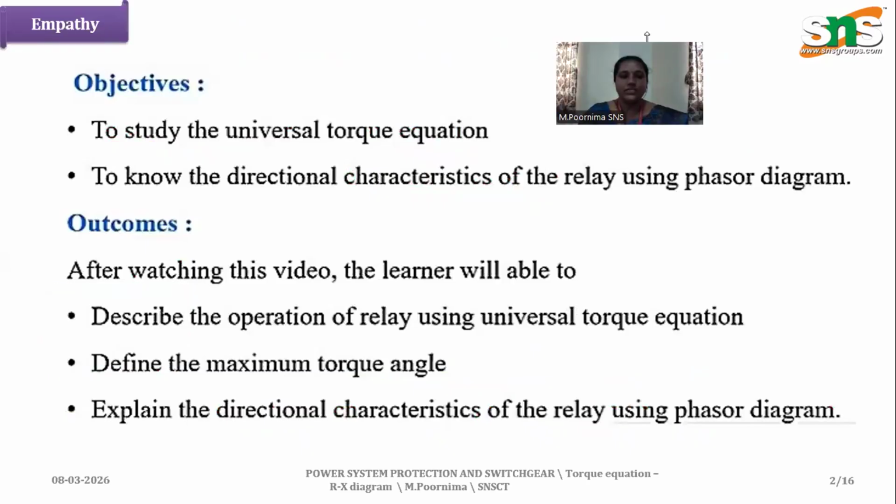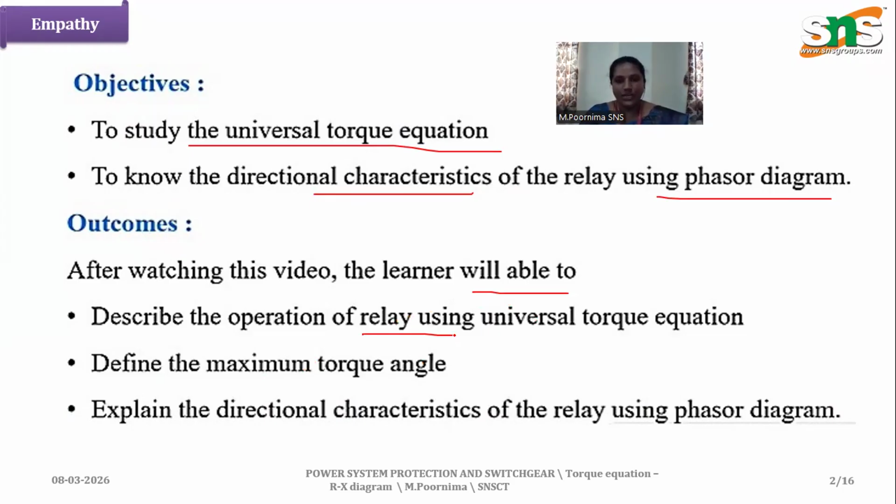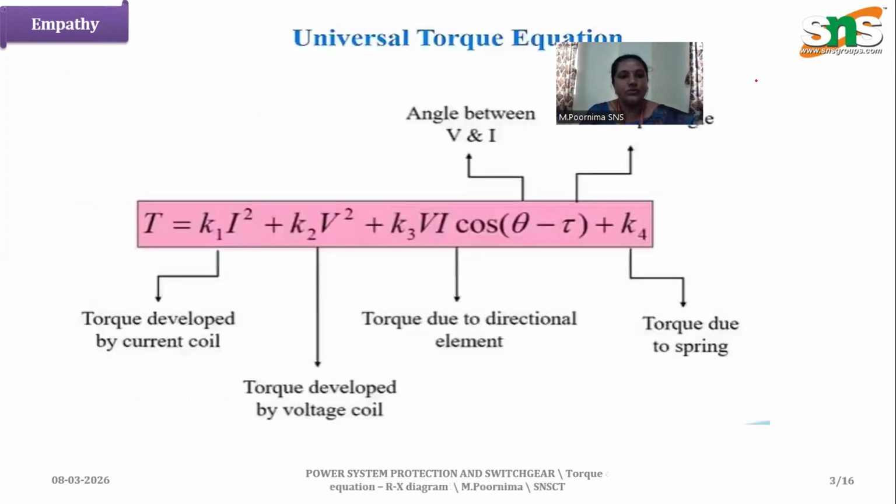Here comes the objective. Why we are going to learn this is mainly to study the universal torque equation and to know the directional characteristics of the relay using the phasor diagram. After watching this video, we will be able to describe the operating principles of the relay using the universal torque equation, define the maximum torque angle, and explain the directional characteristics of the relay using phasor diagrams. This is the main thing.